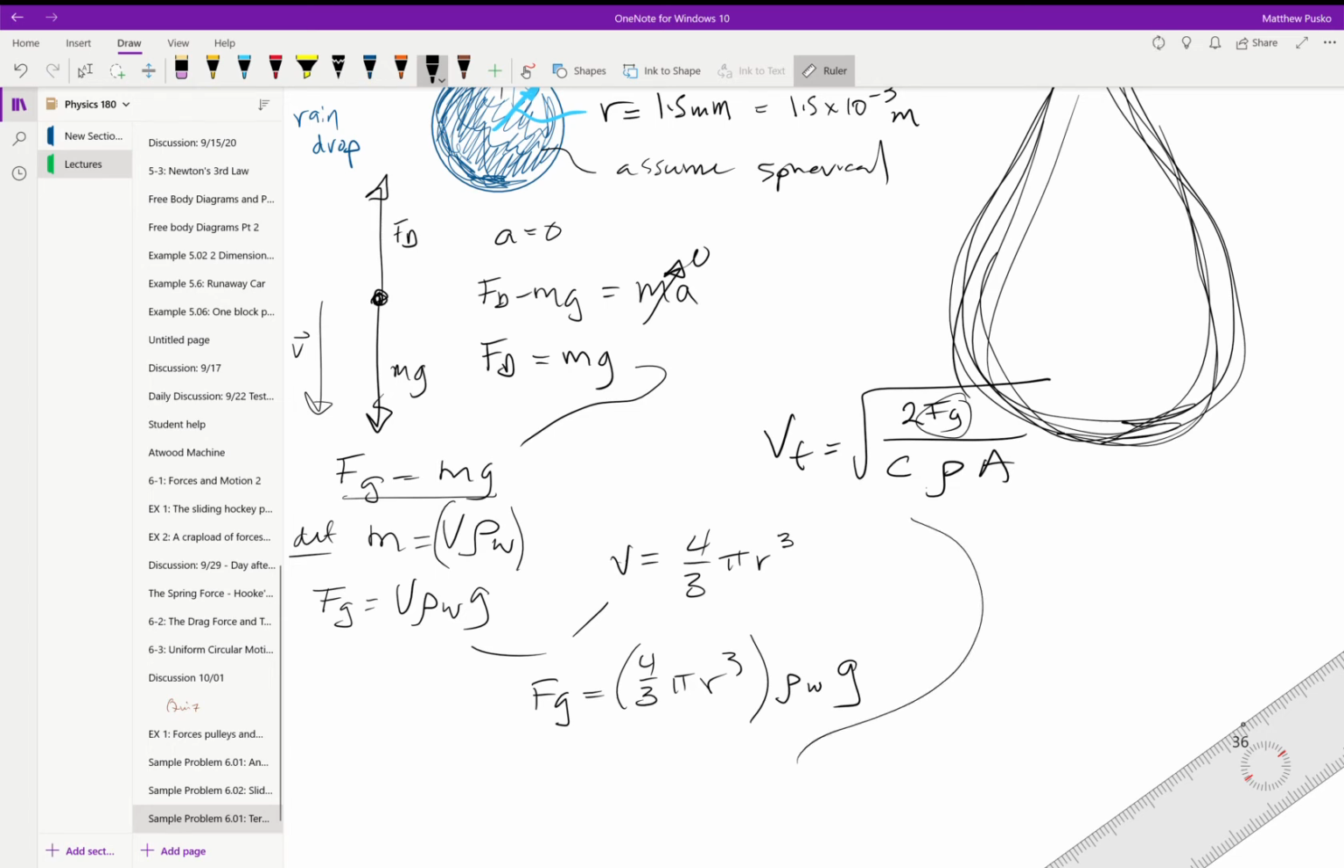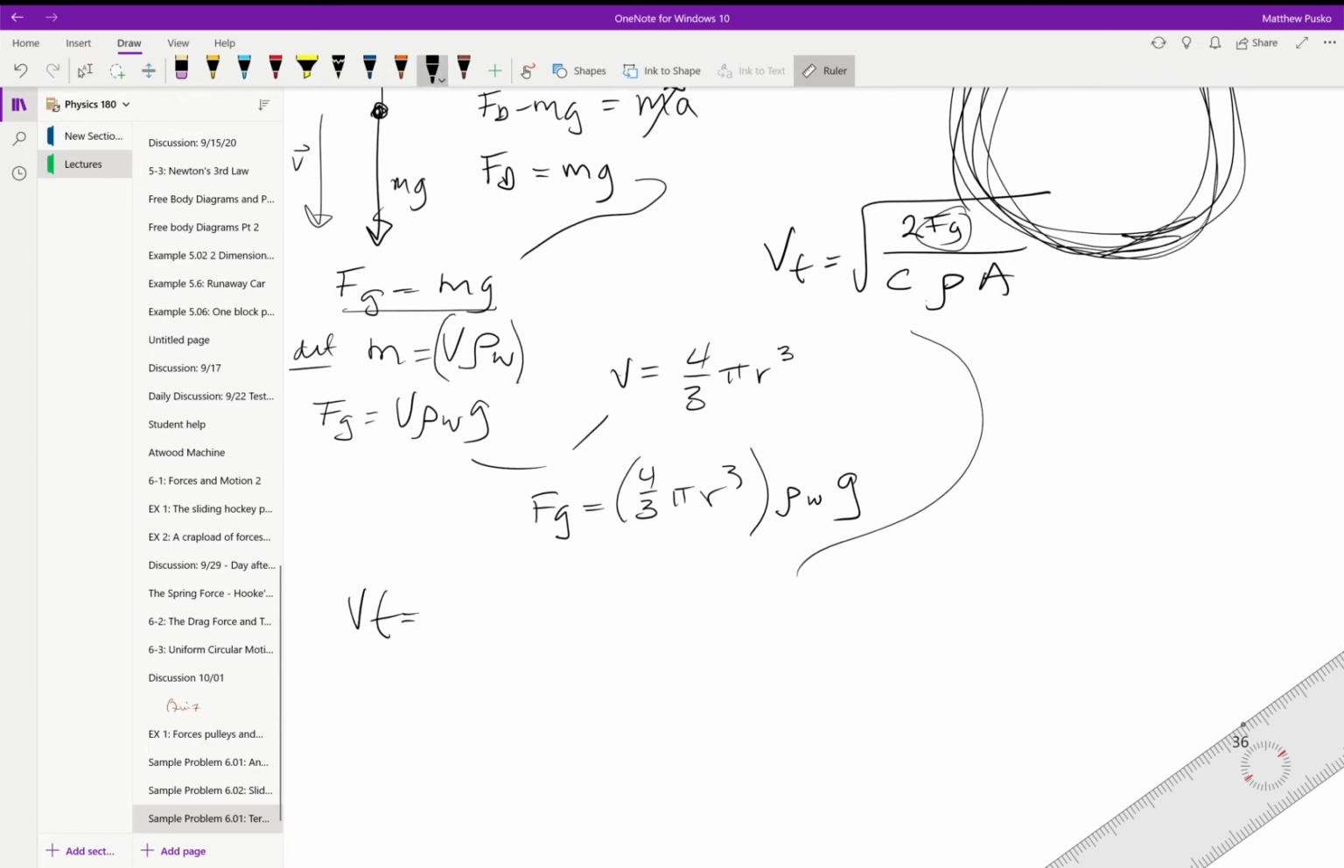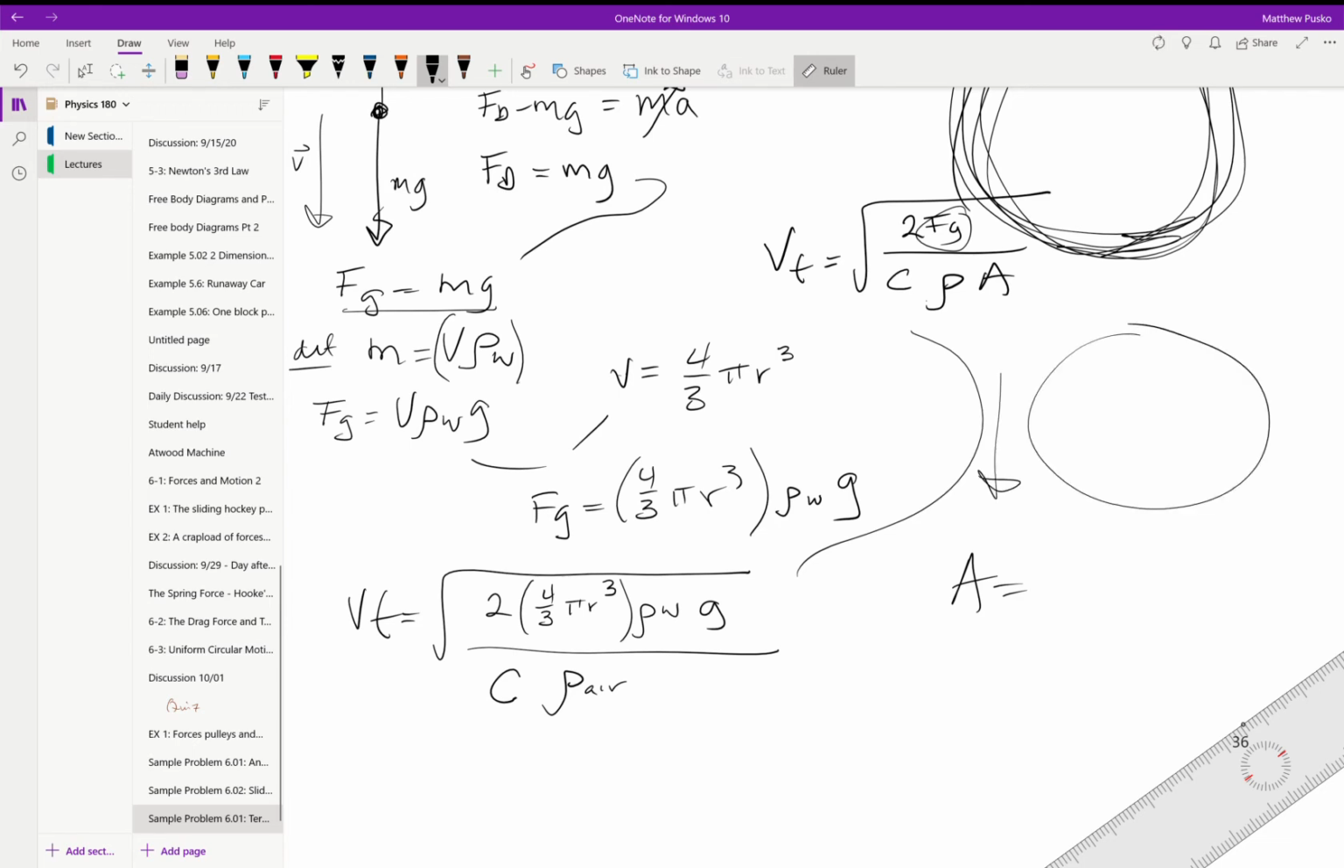All right, we can take this and do a terminal velocity now. The terminal velocity is equal to the square root of 2 times 4/3 pi r cubed times the density of water times gravity, all over the drag coefficient, which they gave us, times the density of the medium it's falling through, air, and they gave us that. And now, what would the cross-sectional area be? Well, we can assume that if it was a circle falling through the air like this, we can get a rough estimate as just the area of a circle. So we get pi r squared. That goes here, pi r squared.